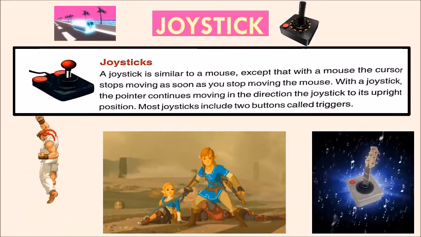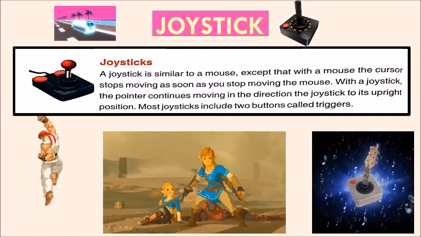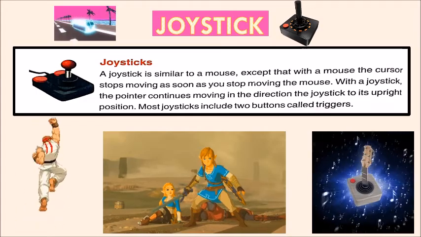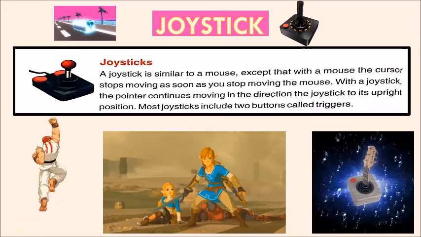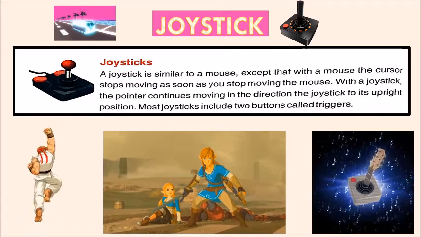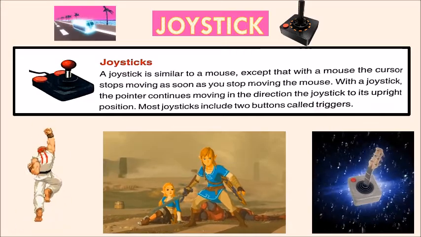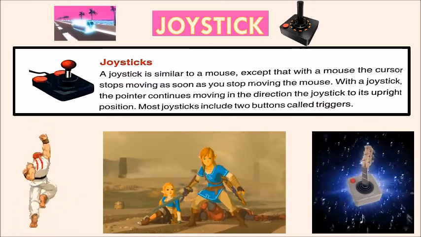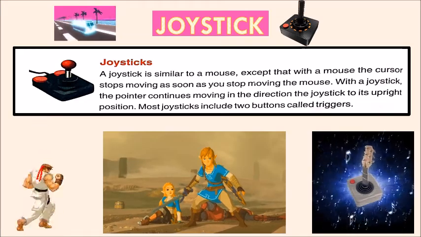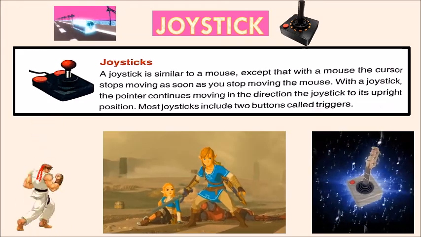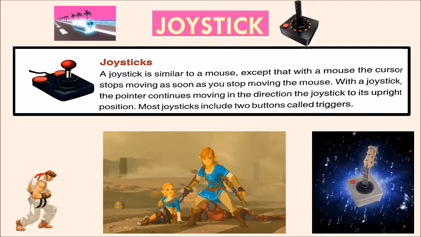Joystick is similar to a mouse, except that with a mouse the cursor stops moving as soon as you stop moving the mouse. With a joystick the pointer continues moving in the direction of the joystick until it returns to its upright position. Most joysticks include two buttons called triggers.